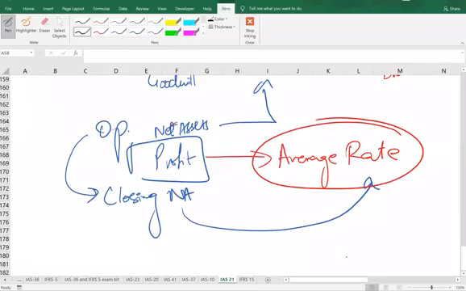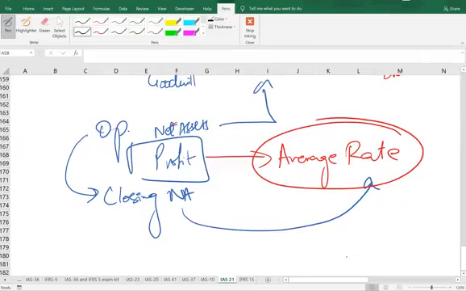But IAS 21 also gives an exception. It says if determining the transaction date exchange rate is difficult because of the volume of transactions, you can use the average rate for all the P&L items. You can use the average rate for all the P&L items.